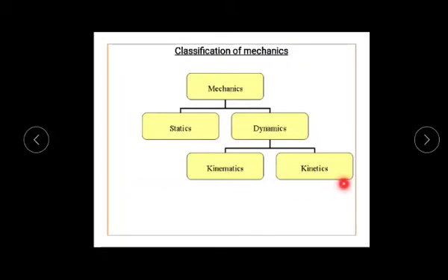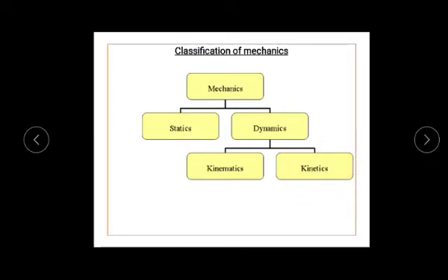Then kinetics is where you are going to ask the reason why that body is moving, in which direction it is moving, all that you will ask. So it is the branch of physics which deals with the study of objects in motion by considering the reason for the motion. That will come under kinetics.